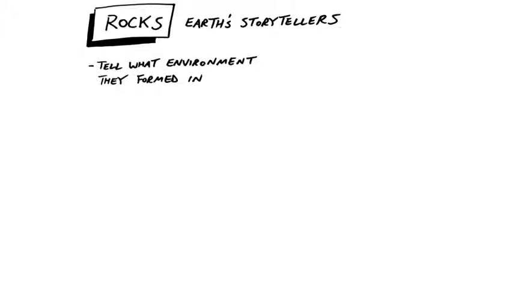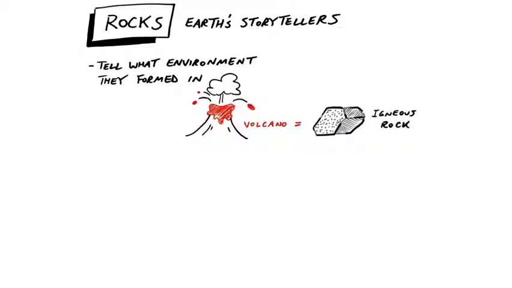One thing rocks tell us is what environment they formed in. For example, when we find igneous rocks, we know what the environment where we found those igneous rocks used to be. Most igneous rocks come from volcanoes or magma intrusions into other layers of rocks. So whenever we find igneous rock, we think, there was some volcanic activity at some point in Earth's history right here.